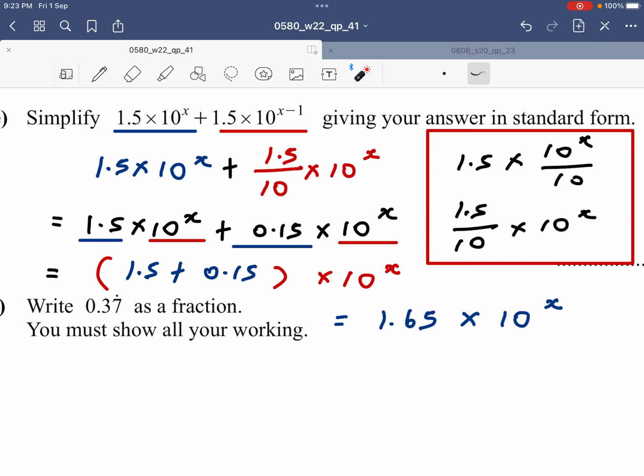So ask yourself, is this a standard form? Yes, because this number has to be between 1 and 10, can be 1, less than 10. And this must be in base 10, with a power that is a whole number. So that is how you solve this kind of question.